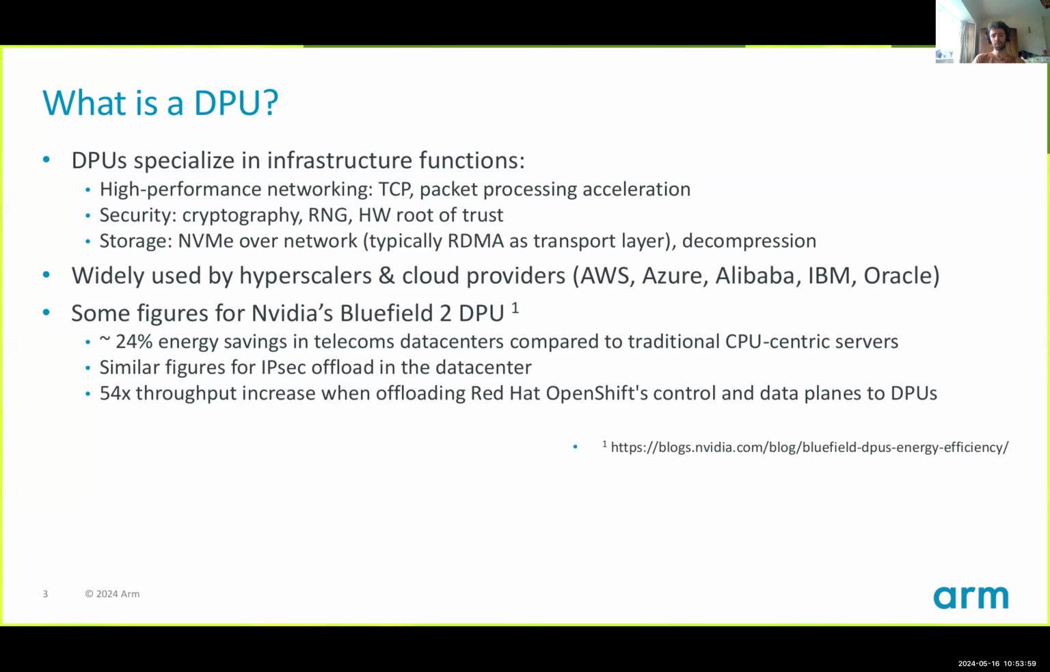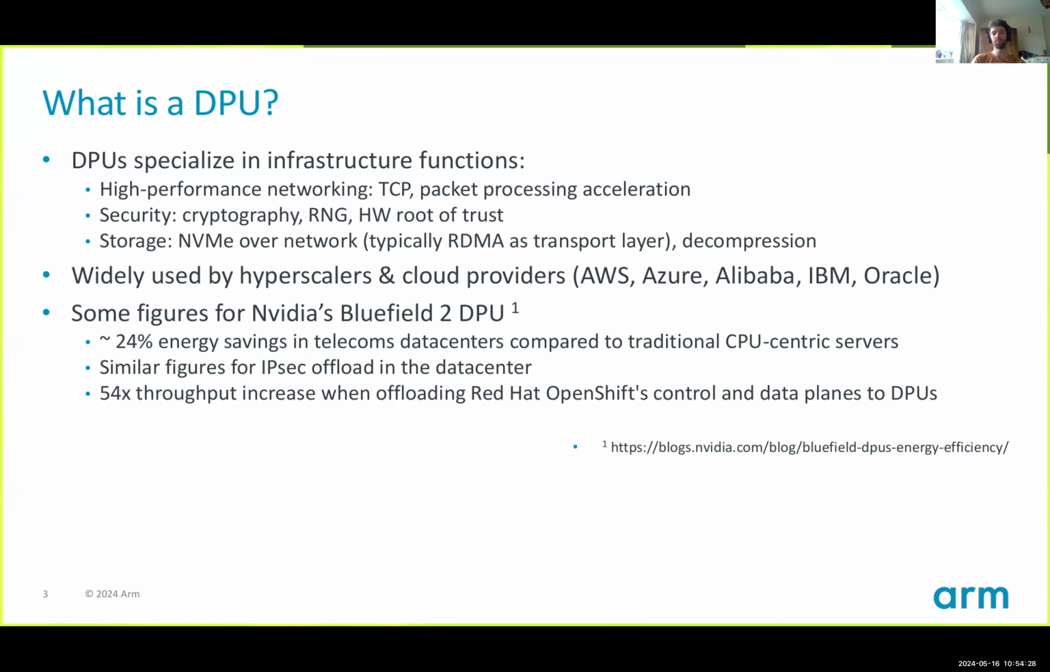They have some interesting security functions. They can accelerate asymmetric crypto, symmetric crypto, hashes. They can be used for RNG. They have a true RNG on their SoC. Can be used as a hardware root of trust. In terms of storage, they can accelerate decompression, and they can expose NVMe devices to VMs over the network. So yeah, that's pretty interesting for hyperscalers and cloud providers.